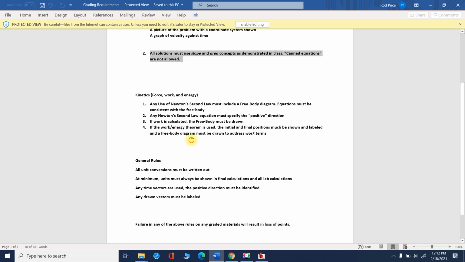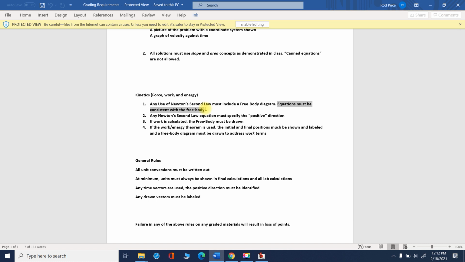Second, we're just coming into the part of the class about what's called kinetics, the study of force, work, and energy. So anytime you use Newton's laws, you must have a free body diagram. Anytime you use F equals ma, you better have a free body, and your equations must be consistent with the free body. When I grade these problems, the first thing I do is look at your free body. If it's correct and labeled, I move on and start grading the rest of it. If it's not, I mark the whole problem wrong and move on to the next one.